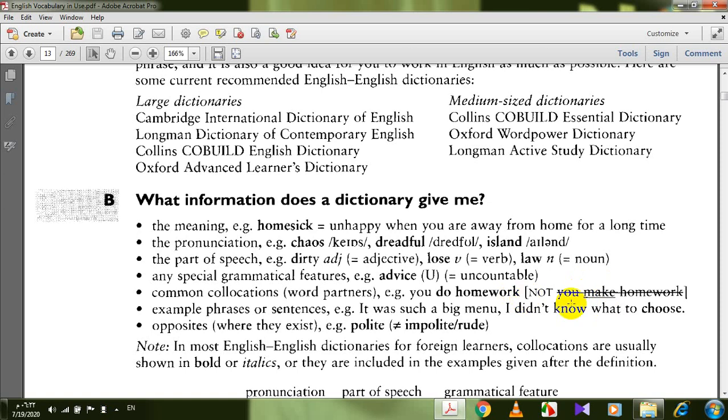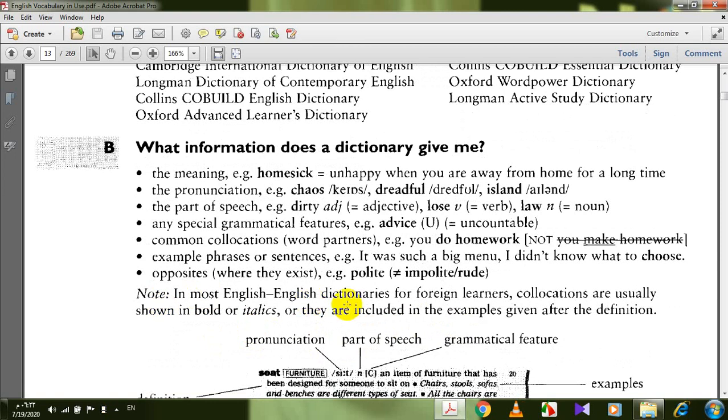Some words always appear with other words. Okay. Example phrases or sentences, e.g., it was such a big menu. I didn't know what to choose. This is an example. Okay? Opposite, where they exist. E.g., polite. You see, this means the opposite. Impolite, rude. Okay? Polite, the opposite is impolite. This is the opposite.